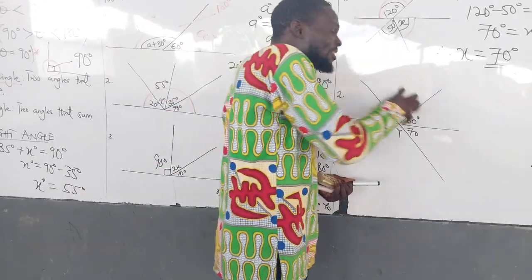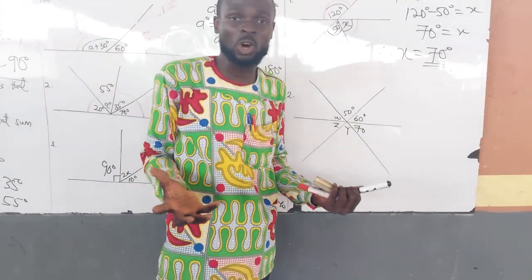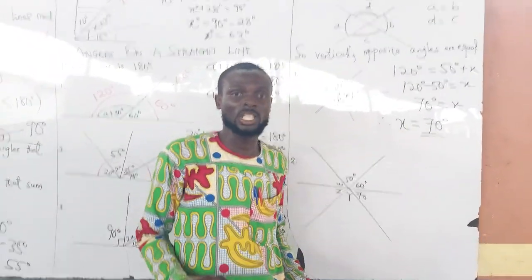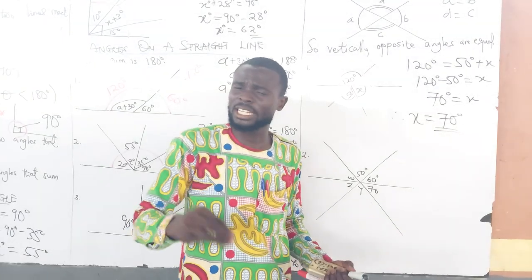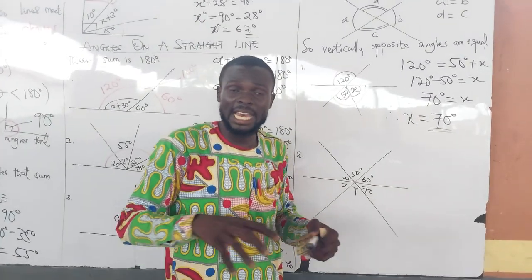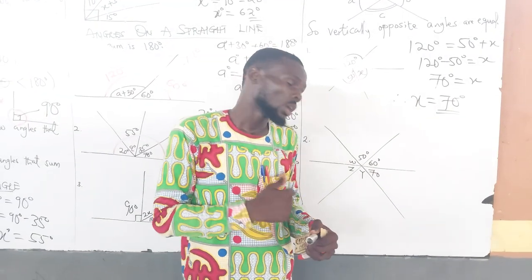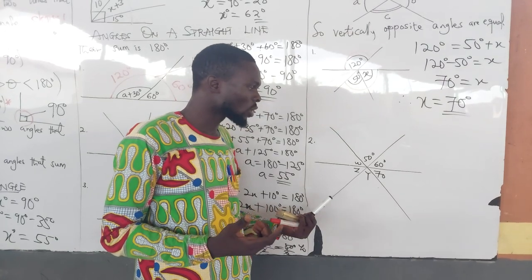So once the diagram is given, try and identify the various ways of solving. Try and see if you can use the right angle, angles on a straight line, then use the vertically opposite angles. Once you are able to identify these three in any given diagram, you can solve it. Good. So now let's look at how to solve this.